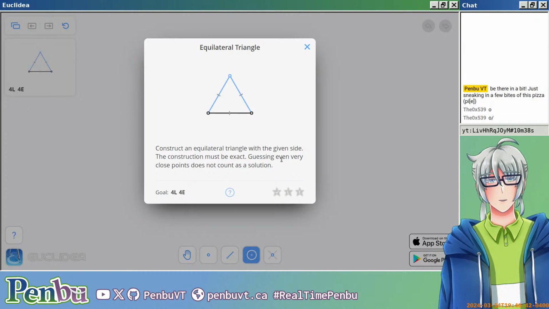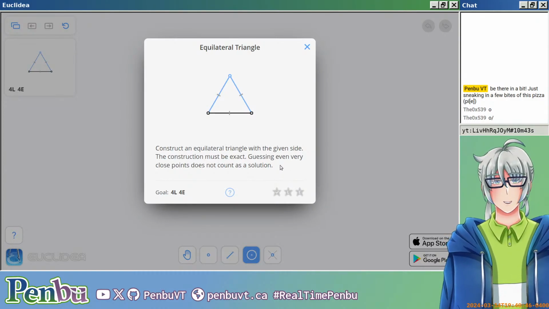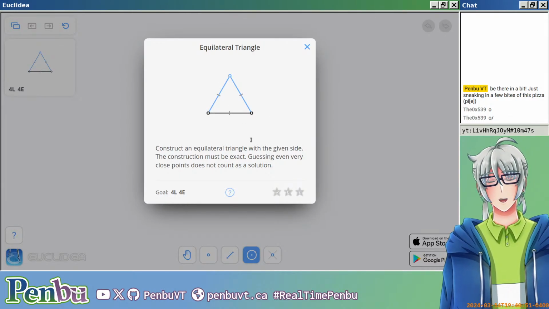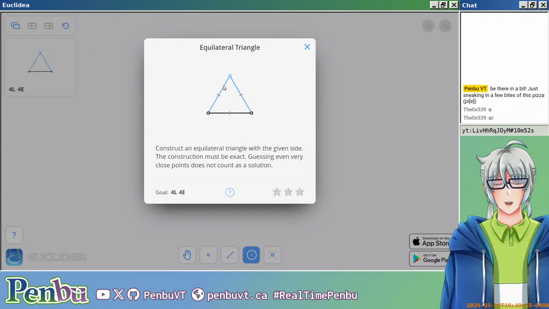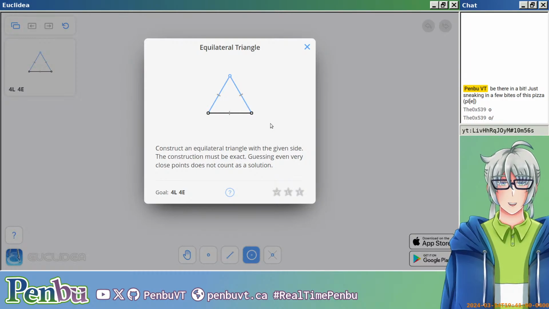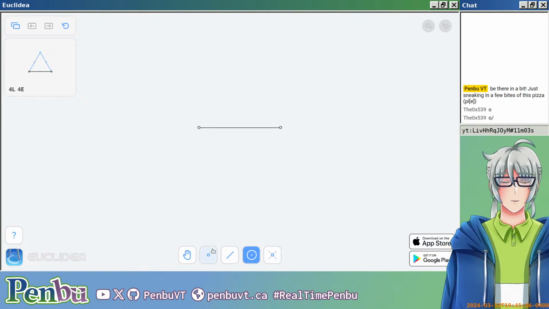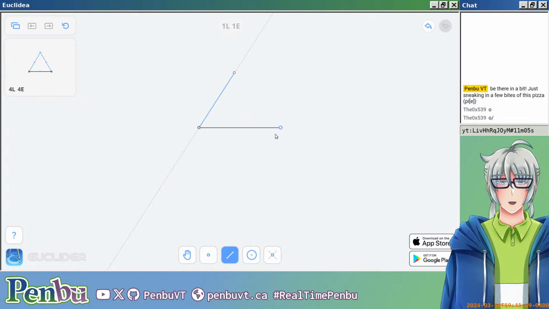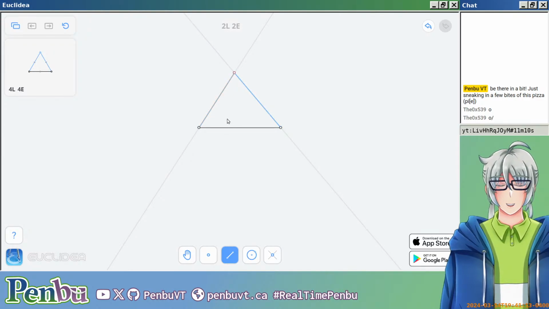Construct an equilateral triangle with the given sides. The construction must be exact. Guessing even very close points does not count as a solution. An equilateral triangle is a triangle that has 3 equal sides, and also as a consequence, 3 equal angles too. Hence equilateral. And so we're given this line here. And so how do we construct one? Obviously, your first thought might be to do this, but that's not going to be exact.